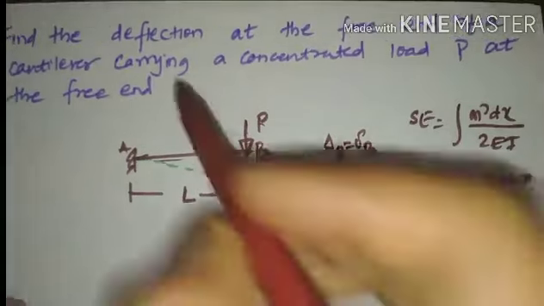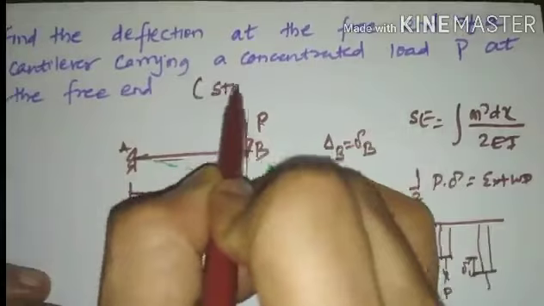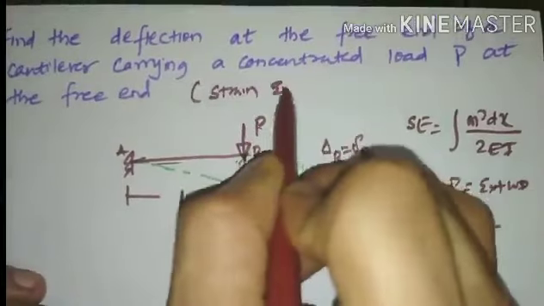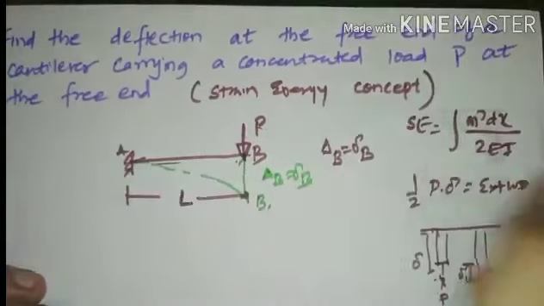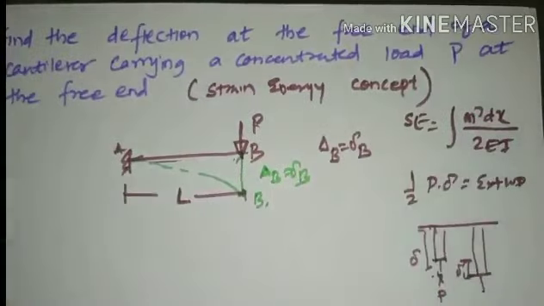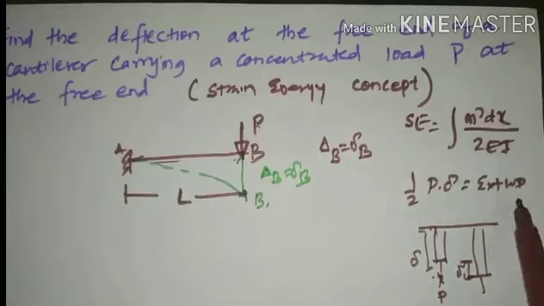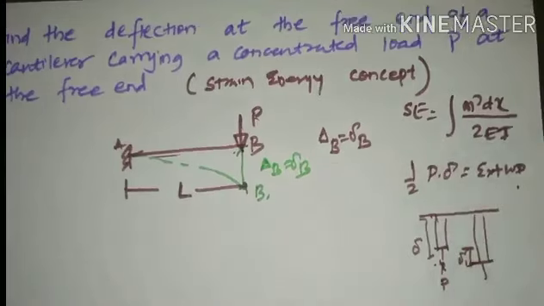Please do remember, we are going to solve this by the strain energy concept, because there are a few further concepts that we will come across, namely Castigliano's theorem and the unit load method. What we are solving here is the strain energy concept. In the strain energy concept, you equate the external work done to the internal strain energy stored in the member. When we equate them, we call it the strain energy method.